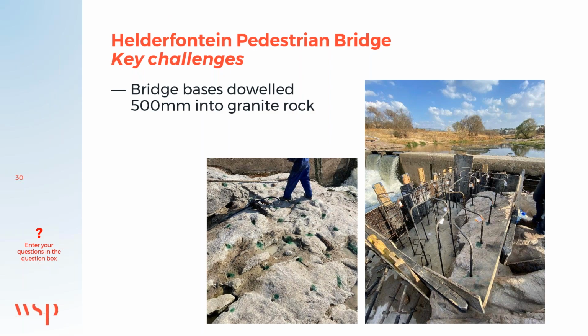In order to anchor the substructure, the bridge bases were dowelled 500 millimeters into the granite rock. In these images, you can see on the left-hand side the pre-drilled holes, and on the right-hand side, you can see the dowels put into place. As you can see, the varying granite level resulted in quite a deep mass concrete layer to create a level platform.